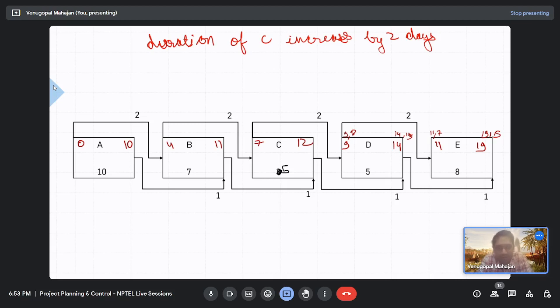Sorry, it will decrease the project duration. Decrease the duration. Right. So C is that kind of activity, reverse critical, and its reverse is also true. If instead of increasing its duration, I reduce it, you will find that the total project duration increases. Want to try it?